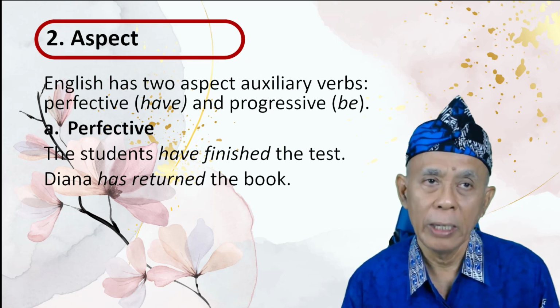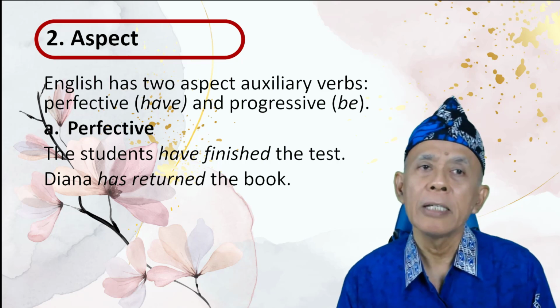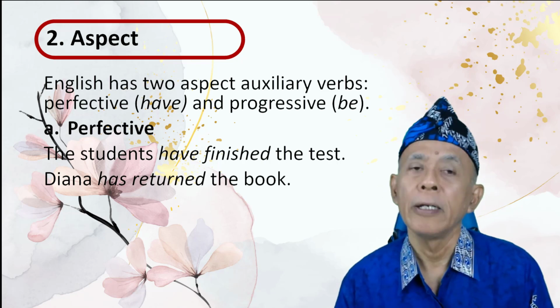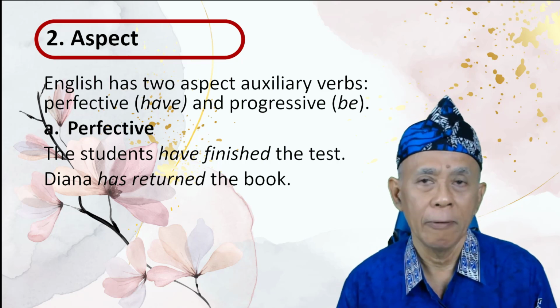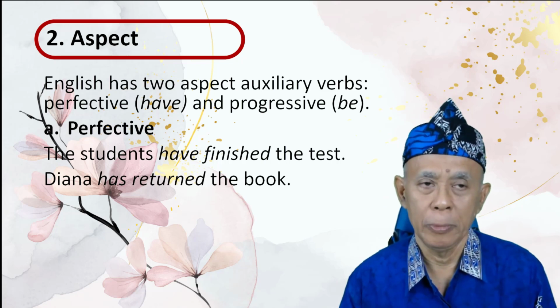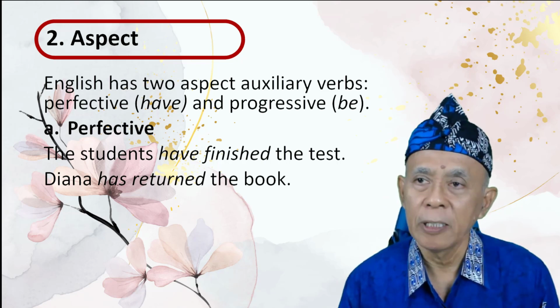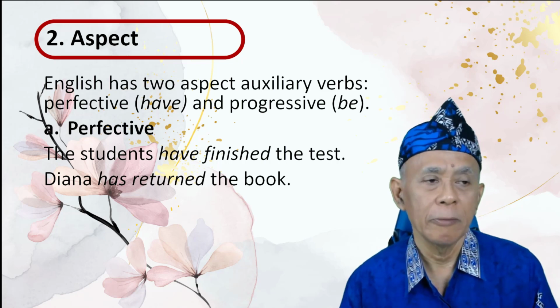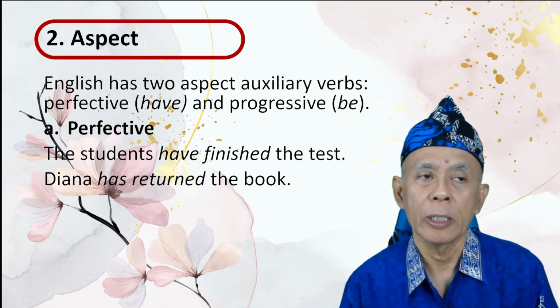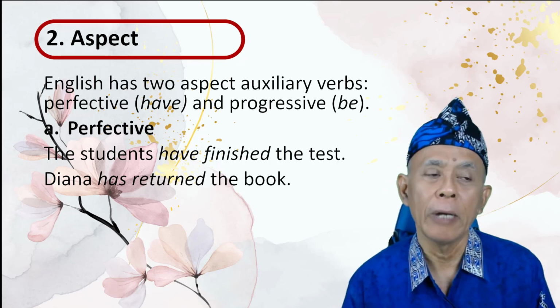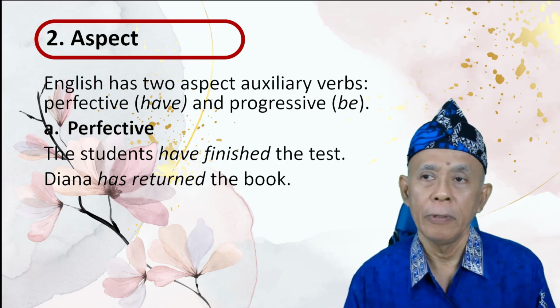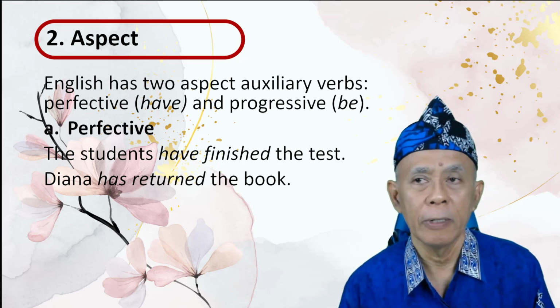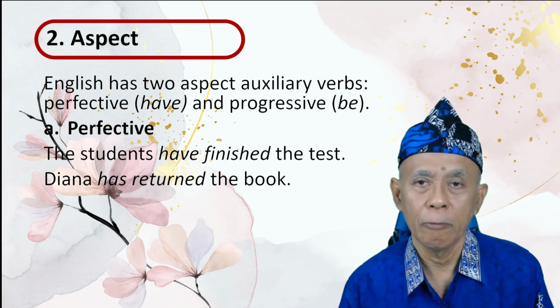We have aspect. English has two kinds of aspect, namely the perfective with have and the progressive with be. The perfective have is also often called perfect, and progressive be is also often called continuous. So we have two aspects in English, perfective or perfect, and progressive or continuous.